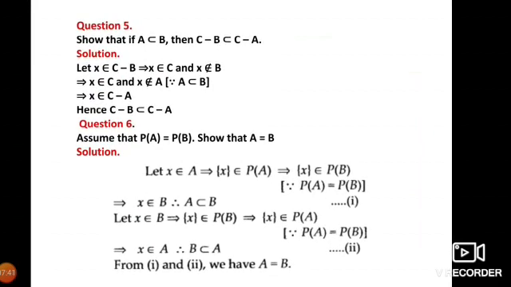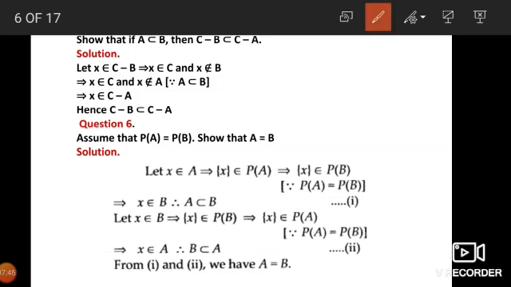Now next, show that if A subset of B, then C minus B subset of C minus A. This is very easy. Take X belongs to C minus B, prove X belongs to C minus A. So let X belongs to C minus B. What is the definition of the difference C minus B? X belongs to C and X does not belong to B. Already given A subset of B, so you can write A in the place of B. So X belongs to C minus A.